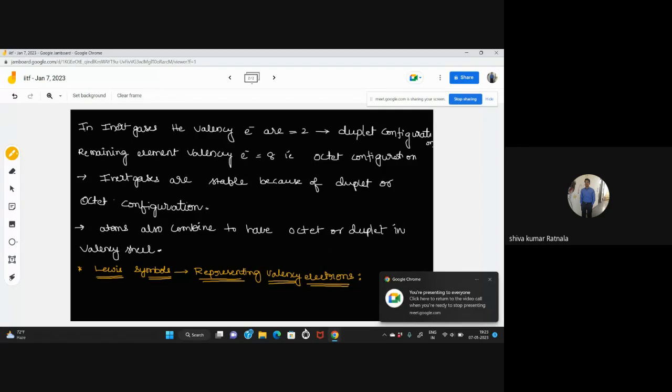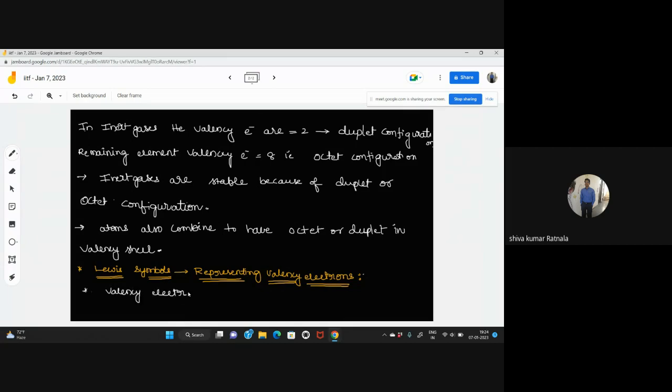So, representing valence electrons. How are we going to write them? For example, we can use either crosses or dots to write the electrons. According to this, valence electrons can be represented as a dot like this or a cross. You can use any one of these. Simply, we can write like this.